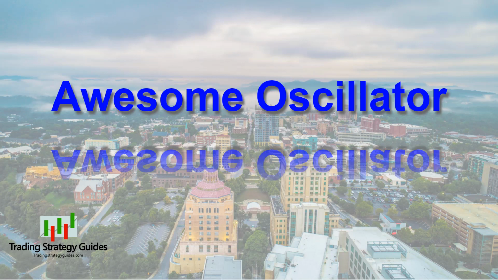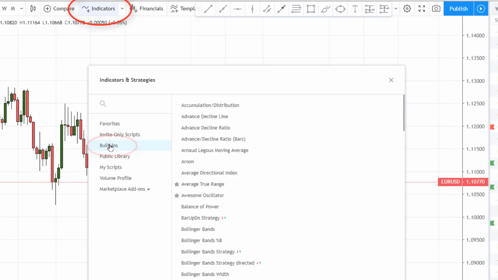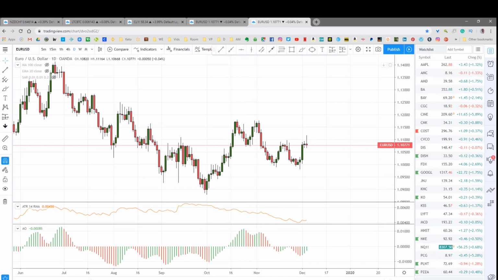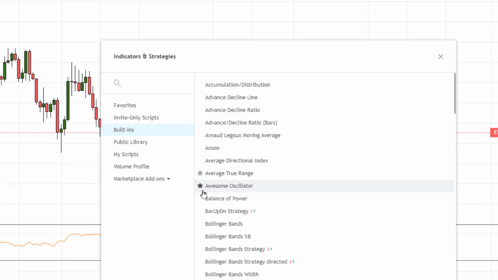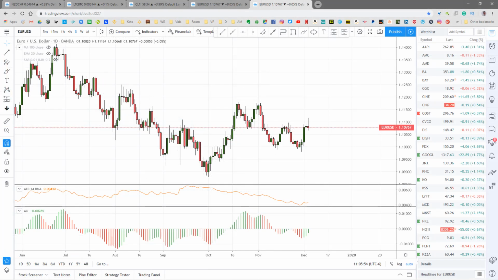Most trading platforms that I've used include the AO indicator as a built-in option for charting. Let's take a look at TradingView first. As usual, you want to click on Indicators and Built-ins and Awesome Oscillator to put the Awesome Oscillator indicator on your chart. If you click the little star to the left like I've done, it will add the indicator to your favorites list. As you're probably aware, I'm never happy with the defaults on these indicators, so I changed them.